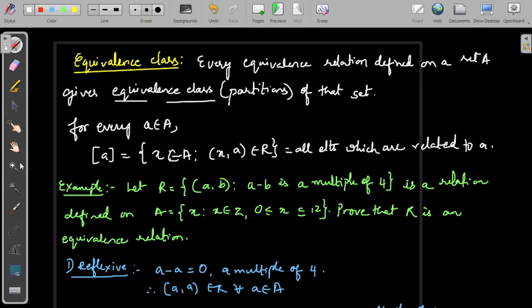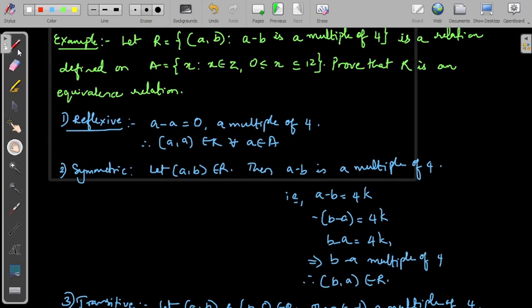Well, you already know that an equivalence relation is a relation which is reflexive, symmetric and transitive. So I have to establish that the given relation is reflexive, symmetric and transitive. For reflexivity, you know that all ordered pairs of the form (a, a) should belong to the relation whenever a belongs to the set A. The condition to say that an ordered pair belongs to the relation R is that it satisfies a minus b is a multiple of 4.